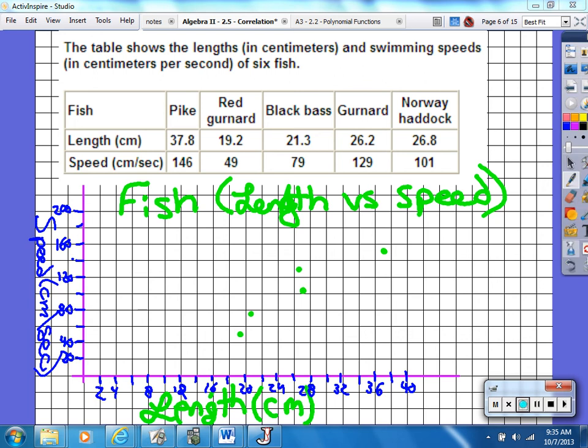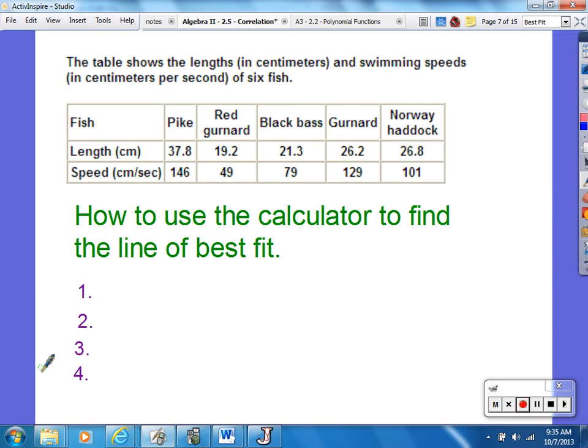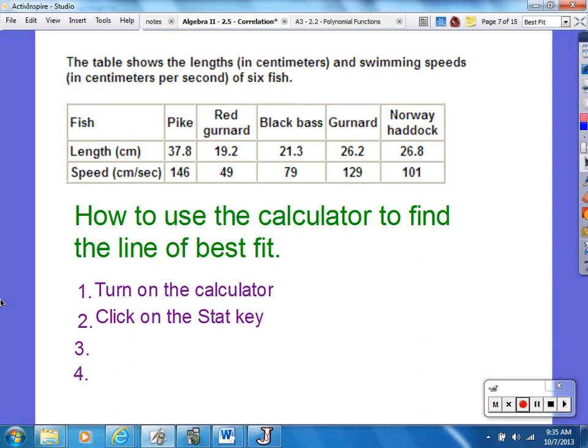Okay. So I've got a few steps here, and I would write down any of the steps that you need to, so that you can look back in your notes to do this. Well, the very first step, just so you know, is pretty obvious, but for some people they need to see it. Turn on the calculator. Logic thinking, you probably don't need to write that one down, right? But the second step is to click on the stat key.